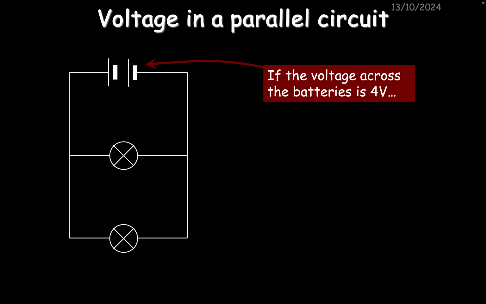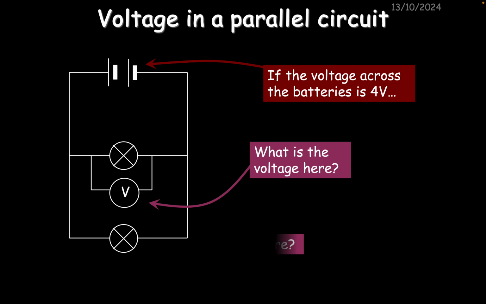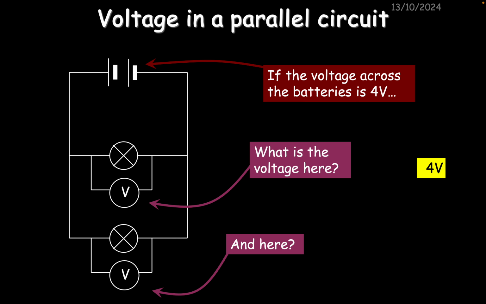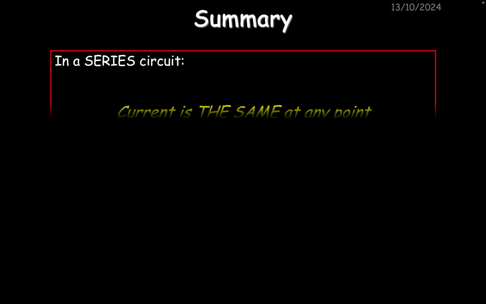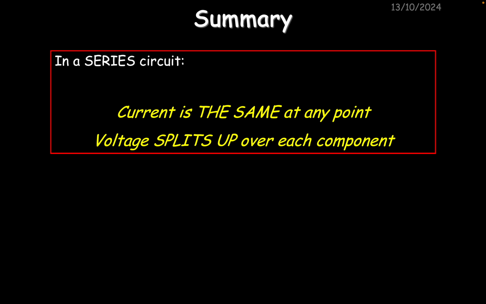So voltage in parallel is actually quite easy. If you have a 4-volt battery, each bulb will get 4 volts, that is, 4 joules of energy per unit coulomb. So they'll get exactly 4 volts each because they have direct access to the battery. But the battery will drain itself more quickly the more bulbs you put in the circuit in parallel. Each one is using up power: voltage times current.